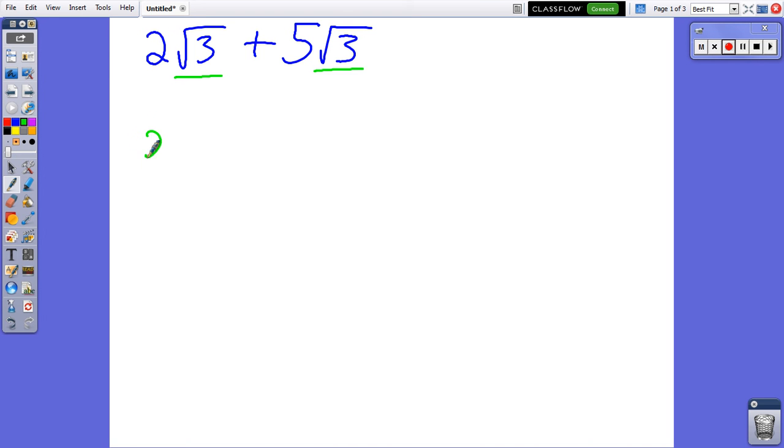So if you have 2x plus 5x and you combine like terms, you're going to do 2 plus 5 is 7 and you get 7x. With radicals, it's no different. 2 plus 5 is 7, but instead of x, we have square root of 3.